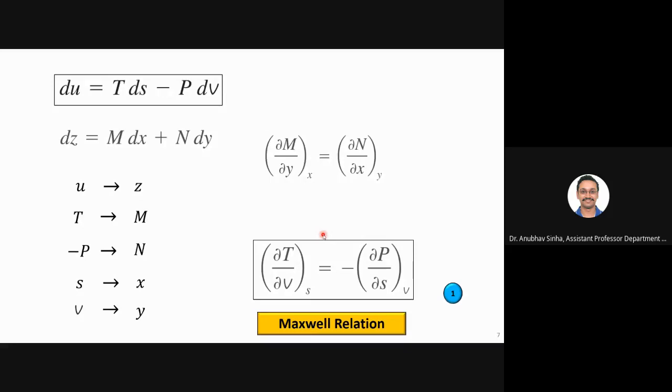So there are four relations using four Gibbs functions. So this is the first one. Similarly, we will use the second Gibbs relation, which is dH is equal to TdS plus VdP. Now again we will use the same form. This is what I am interested in. And if we map, we'll see that H is mapping to Z, T is mapping to M, dS is dx, V is N, dP is dy. This is what is written here.